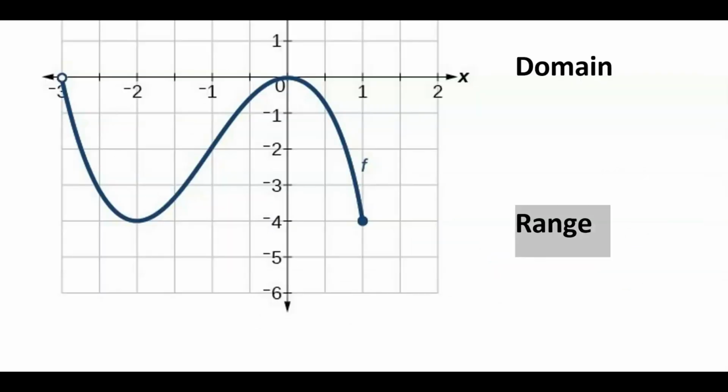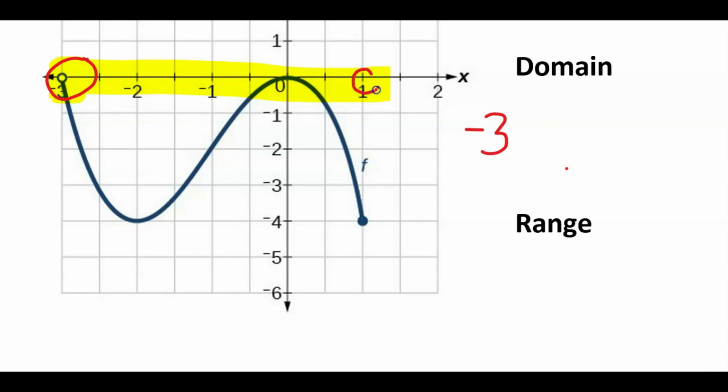Okay, now on domain and range, one more example real quick. I want to show you one where the domain is just greater than, where there's an open circle. So if you look at the domain of this graph, remember the domain is just the x values. Down here on the left we have an open circle at -3, and I'll always start out with the lowest domain. I've got -3, that's my lowest number. Over here at +1, that's the highest number on the graph.